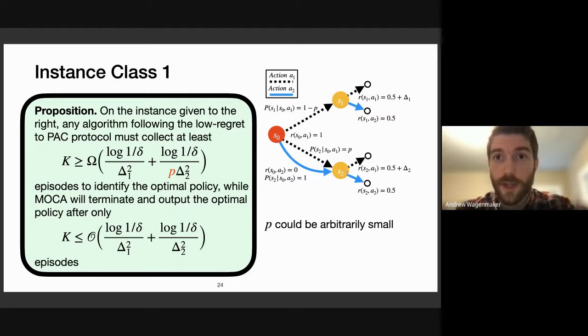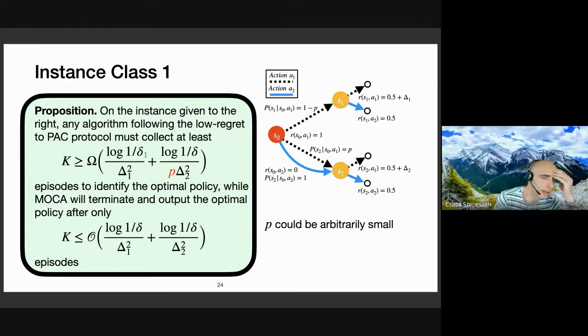And so if you're running a low regret algorithm, you're always going to be playing action A1 because it's a good action. And you need to play this to get low regret, which means if p is small, you will not visit state S2 very often. But if your goal is to find the optimal policy and you sort of know this, then instead of playing just action A1, you also play action A2. And you'll get to S2 with high probability, and then you'll be able to much more quickly learn a good action in this state.